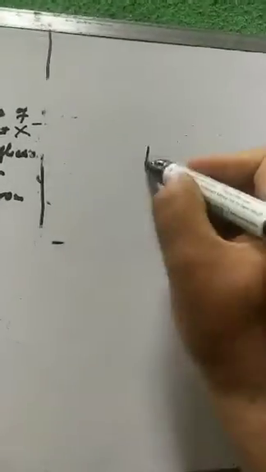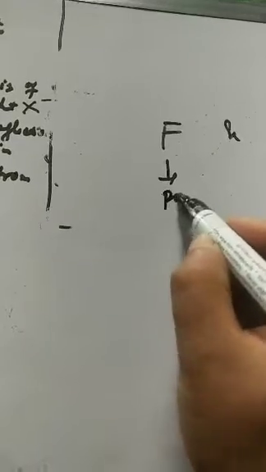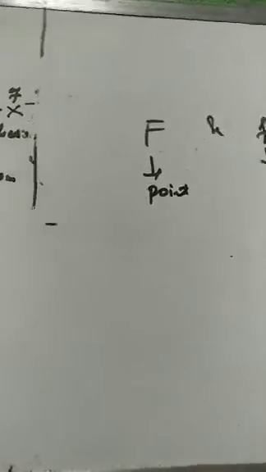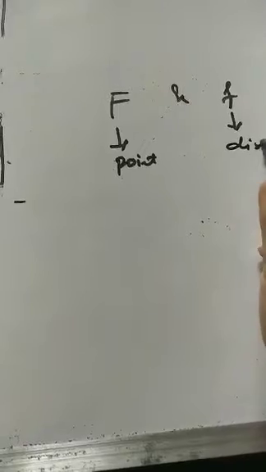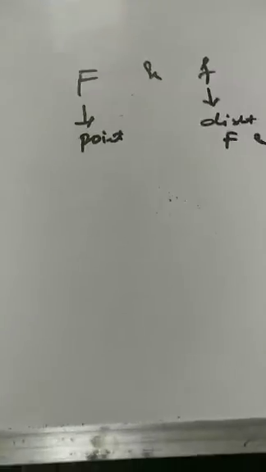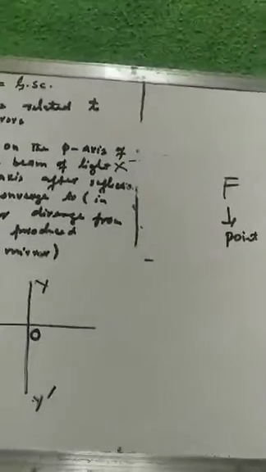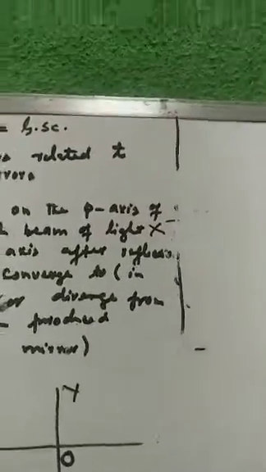So what is the difference between capital F and small f? Capital F is the principal focus, small f is the focal length. F is a point on the principal axis, while small f is the distance between focus and pole of the mirror. So capital F is a point, small f is distance. So these are the terms which are very important.